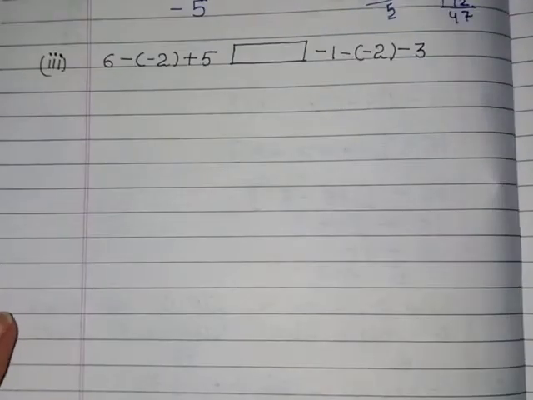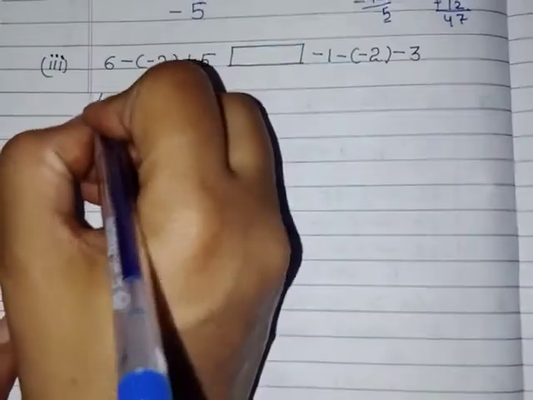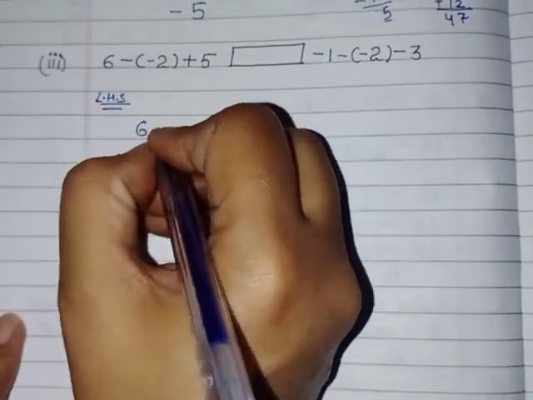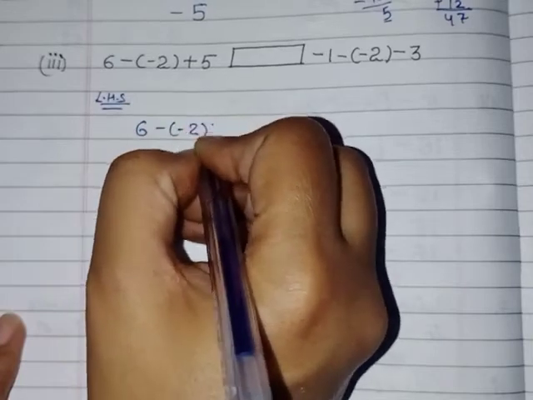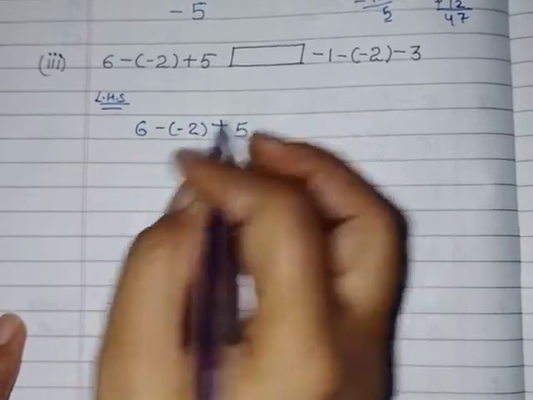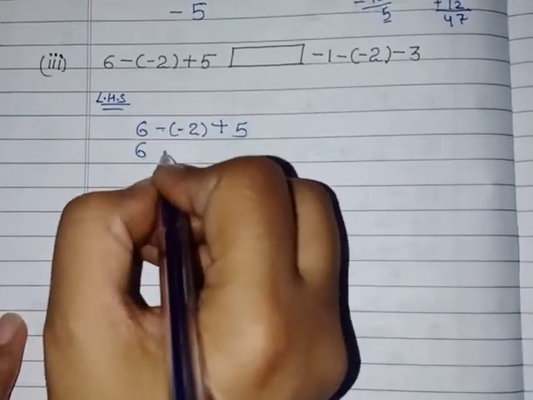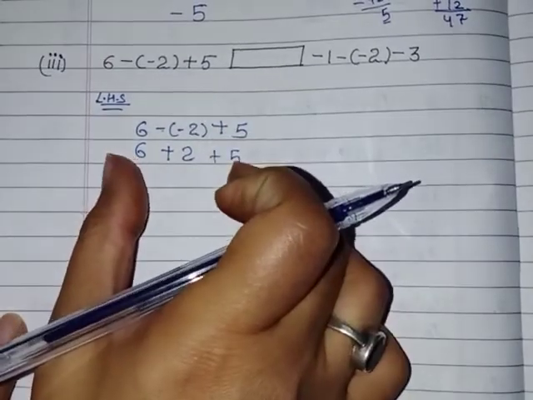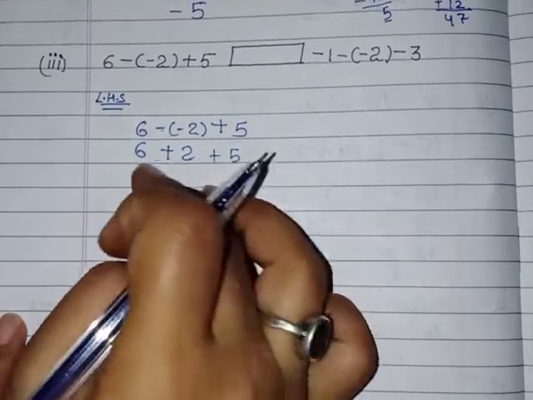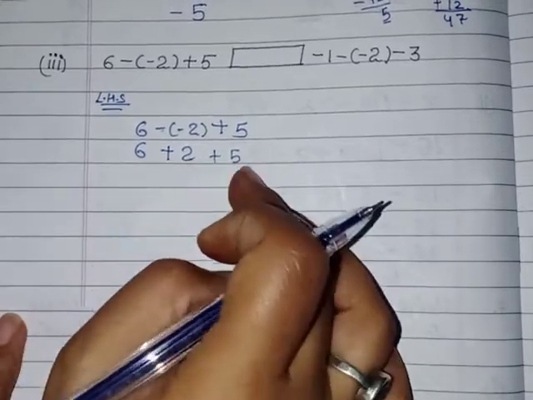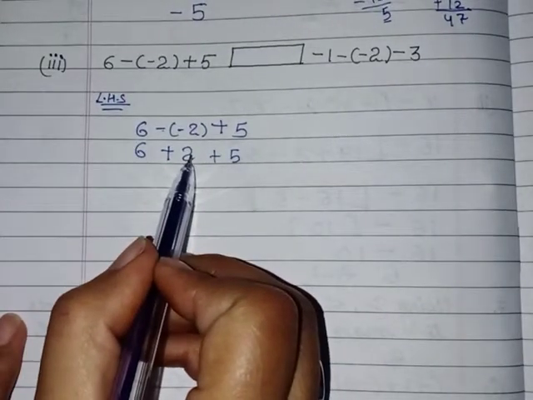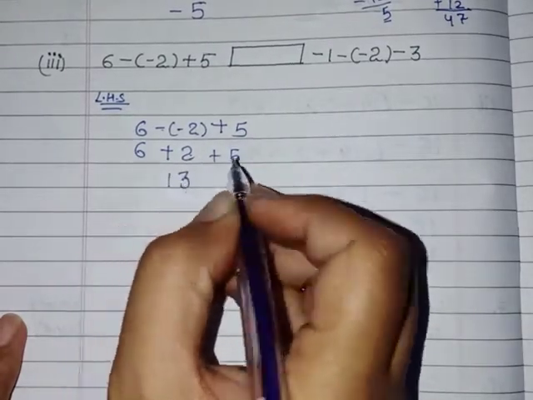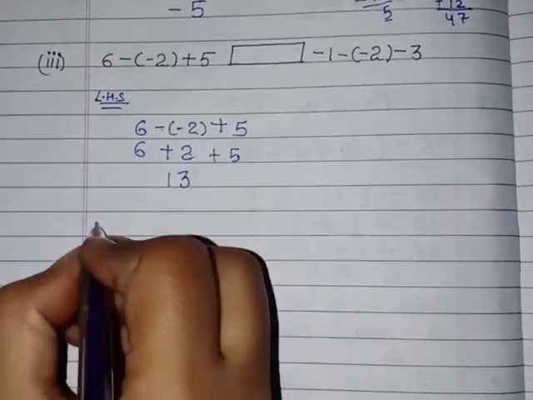Now the third part, firstly solve the left hand side. 6 minus -2 bracket close plus 5. Open the bracket. Minus minus plus 2 plus 5. All the numbers having plus sign, that means all the numbers are positive numbers, so we will add them. 6 plus 2 8, 8 plus 5 13. Okay, next right hand side.